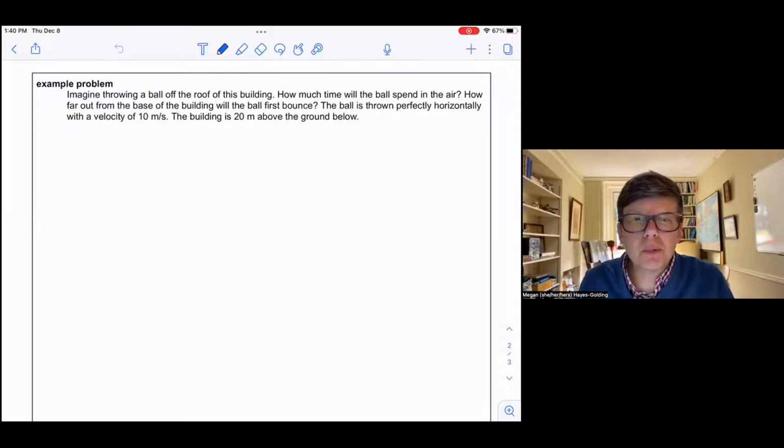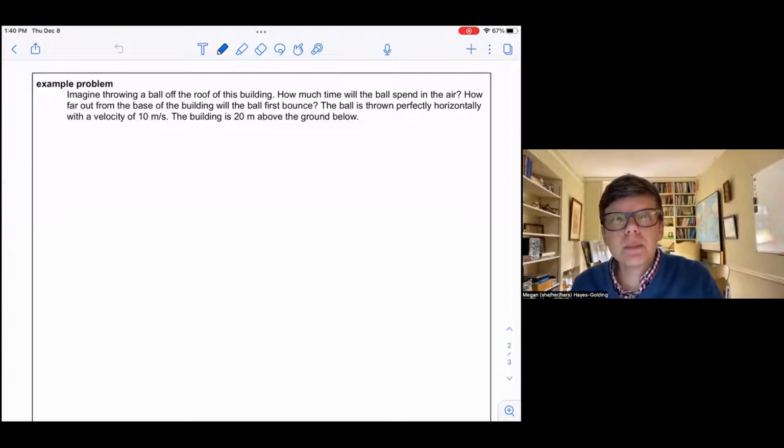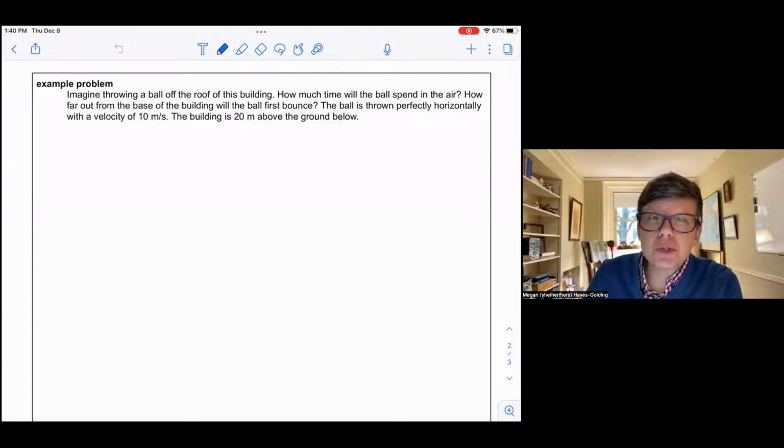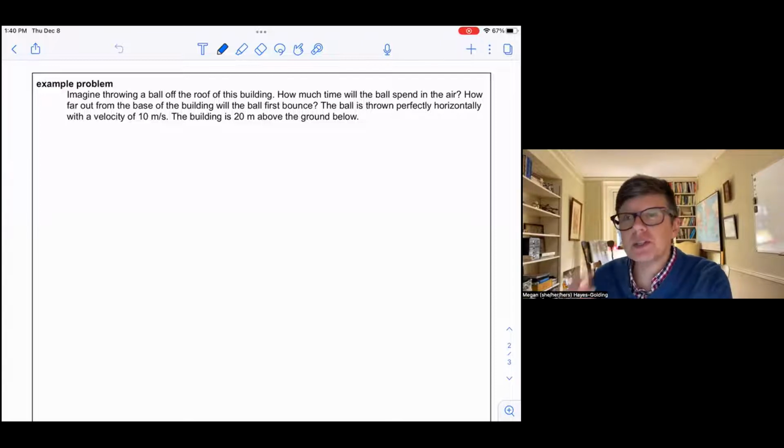This is the example problem from the back side of the projectile motion paper. The problem we're going to solve today is, imagine throwing a ball off the roof of this building. How much time will the ball spend in the air? How far out from the base of the building will the ball first bounce? The ball is thrown perfectly horizontally with a velocity of 10 meters per second. The building is 20 meters above the ground below.